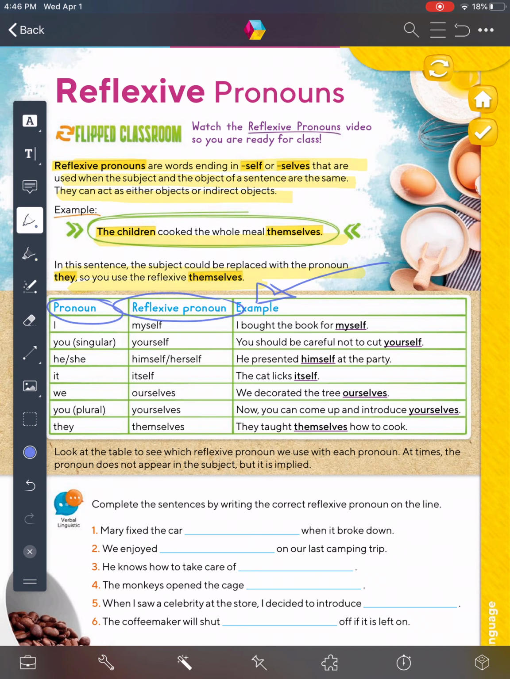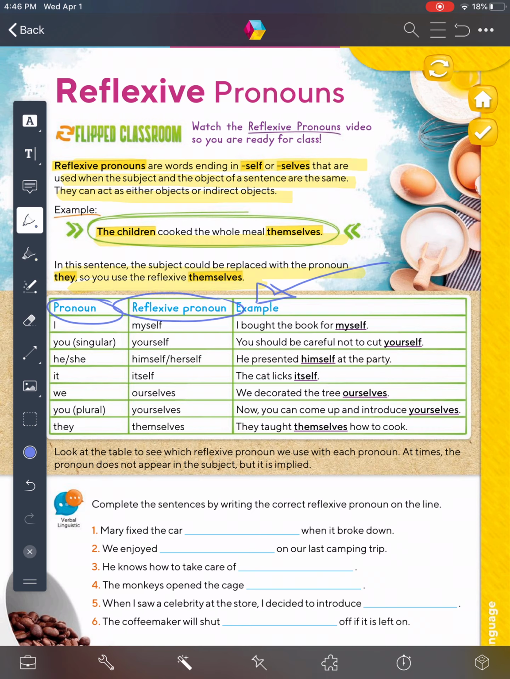Now, let's see the next example. You should be careful not to cut yourself. He or she. He presented himself at the party. The cat licks itself. We decorated the tree ourselves.